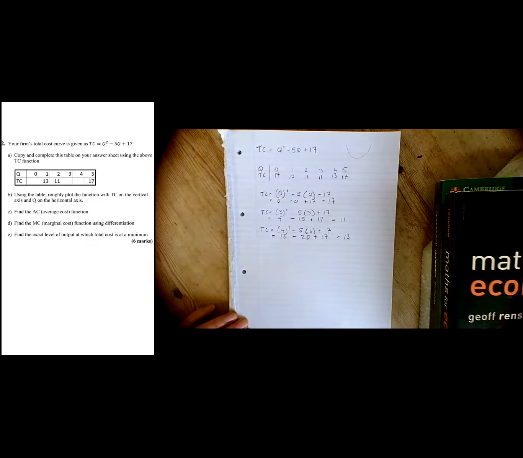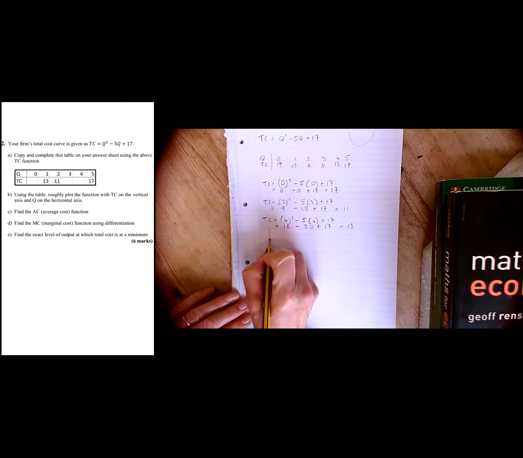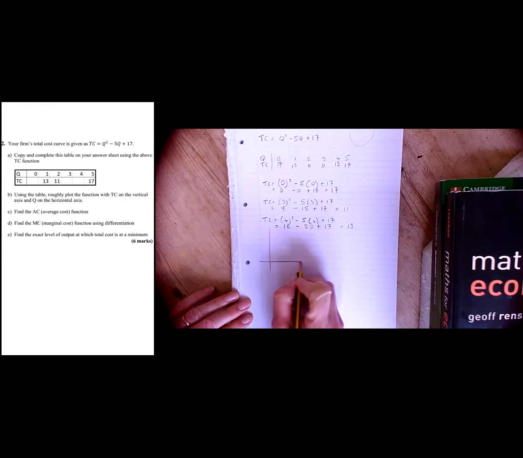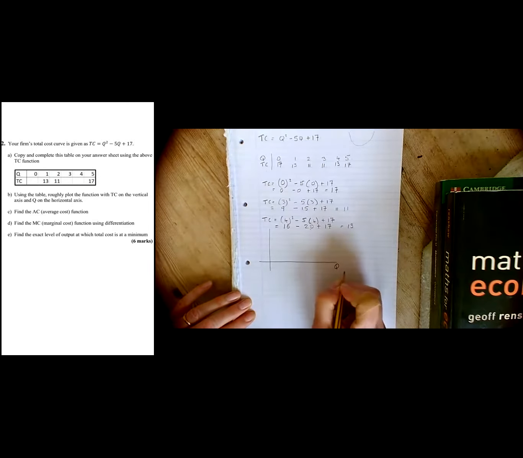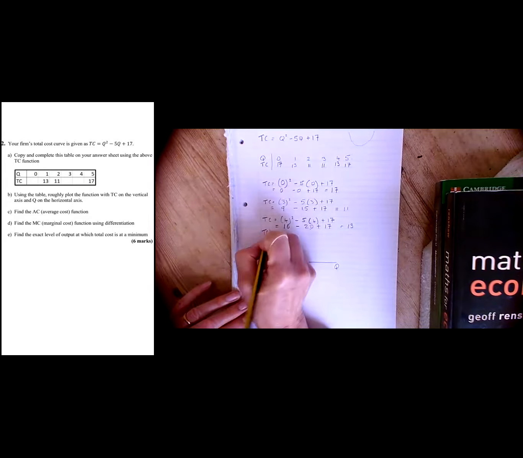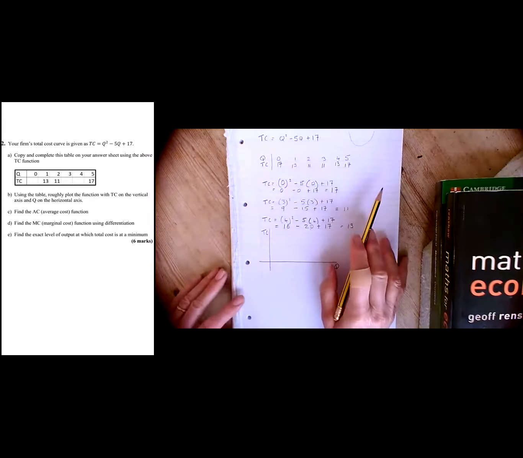All right, so that's part B. No, that's part A. We've done that. Part B, we now have to use the table to roughly plot. And when they say roughly sketch, we're not expecting to go too accurately. Roughly sketch, okay, so we're told we're going to have Q on the horizontal and TC on the vertical. That's normally the case.